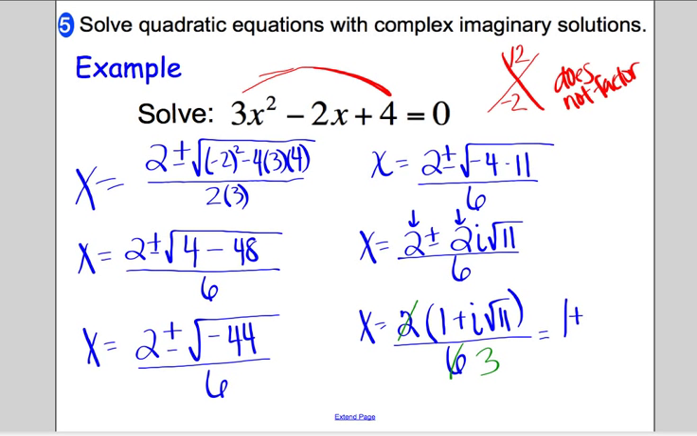Now, notice that this is an imaginary solution. This graph doesn't actually cross the x-axis. These are the imaginary solutions for the equation.